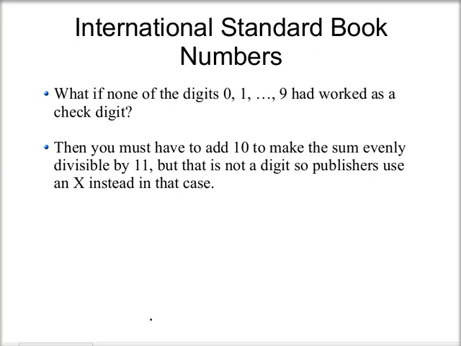So what if none of the digits 0 through 9 had worked as a check digit? And this does happen occasionally. In that case, you must have had to add a 10 to make the sum evenly divisible by 11. But 10 is not a single digit, so in that case, publishers actually use an X to stand in for 10.